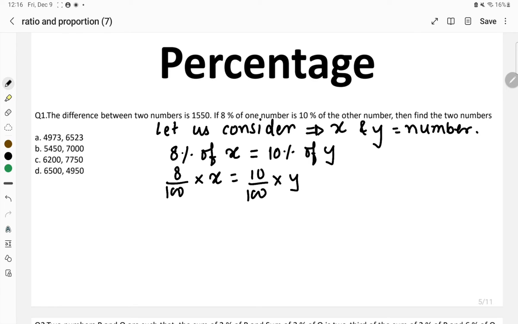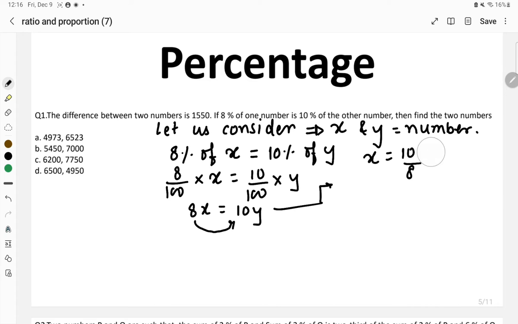I simply cancel out the 100 from both sides. What is left over here? 8x is equal to 10y. What I will do now is x is equal to 10y upon 8. Whatever the 8 here is in multiplication, when we take it to this side it goes into division. This is simple maths.